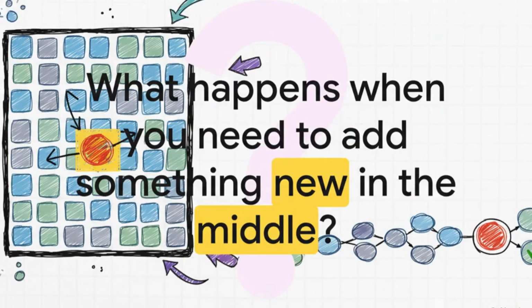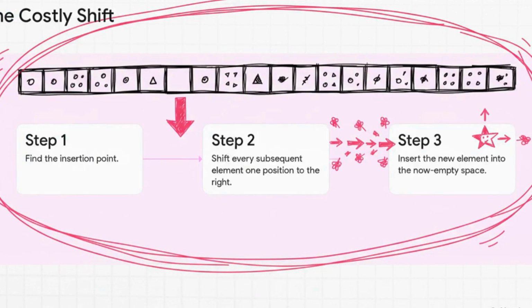What happens when you need to add something new smack dab in the middle? This is where that beautifully organized box creates a major headache. And suddenly the array's greatest strength, its rigid structure, becomes its biggest weakness. See, to make room, you have to perform a really costly operation. First, you find your spot, and then you have to physically shift every single element after it one position over. Now, if your array has 1 million items, that's 1 million moves you have to make just to insert one new piece of data. It is slow and it is super inefficient.